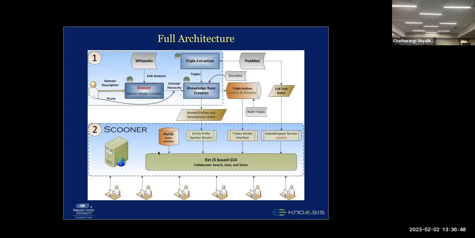So this was the full architecture of the system. The outcome of that was used by Schooner. Has everybody seen Schooner? Remember, right? So Schooner did trailblazing. If you've not seen Schooner, please do. There's a video. And we took this knowledge graph and indexed all the 18 million or 20 million PubMed abstracts we had at that time, all of them.